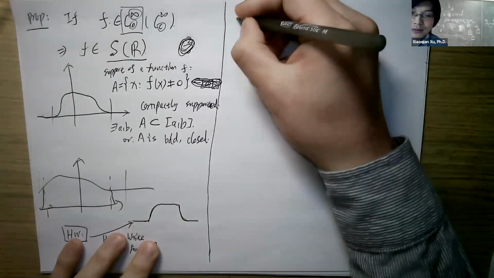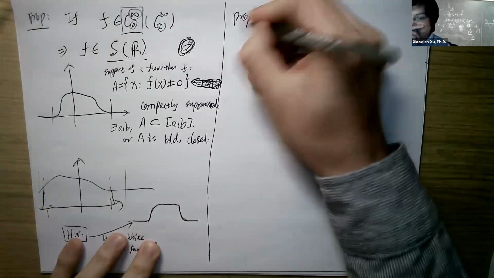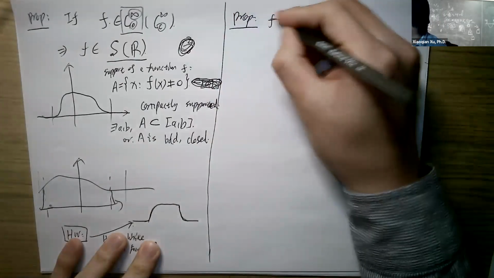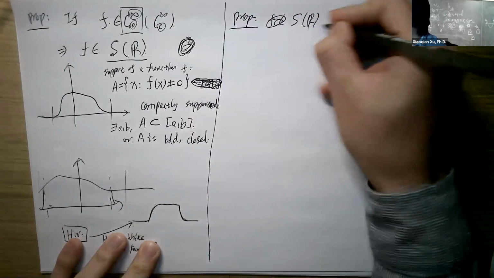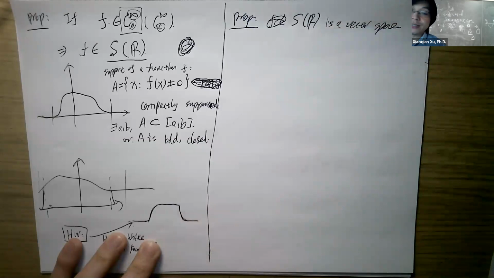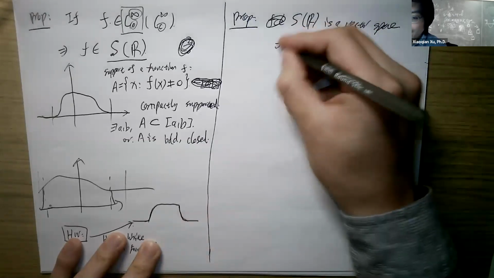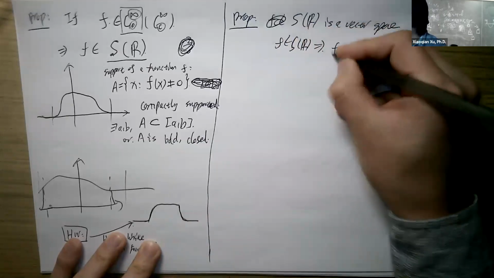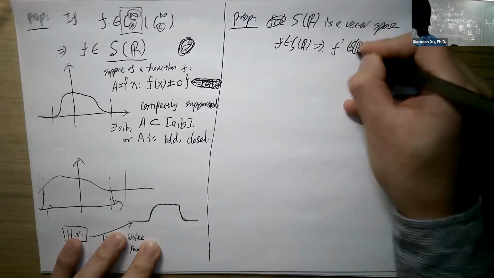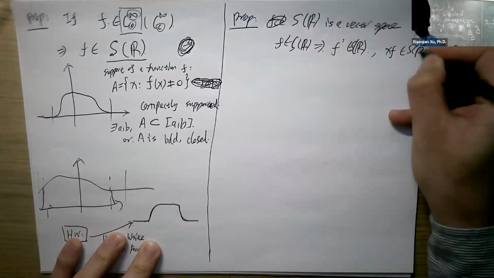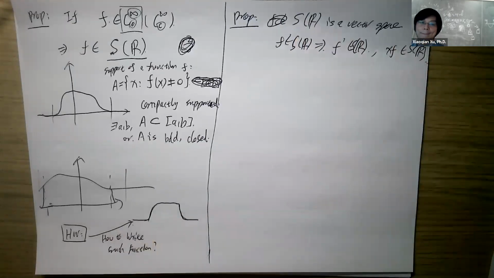For instance, there is a proposition: the Schwarz space is a vector space, which means if you have two functions, a linear combination of these two functions is also in this space. And if f is in S(R), then the derivative is also in S(R), and x times f is also in S(R).